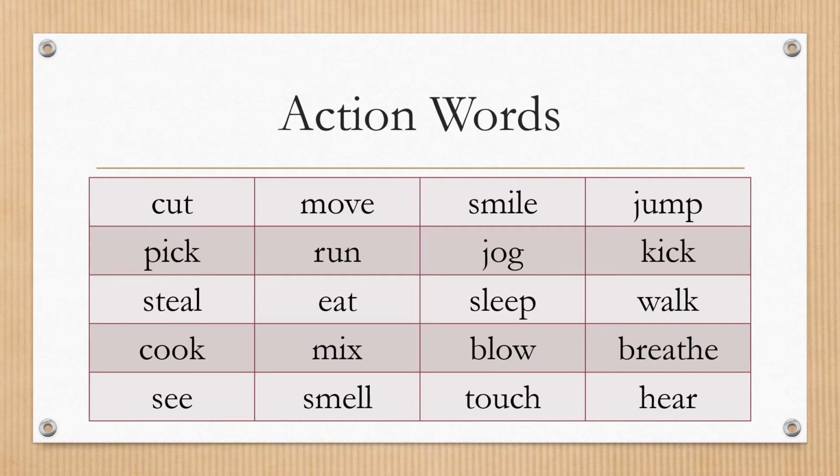Let us review what are action words. Action words are words that tell us what the action of the subject in a sentence is doing. Examples of action words are cut, pick, steal, cook, see, move, run, eat, mix, smell, smile, jog, sleep, blow, touch, jump, kick, walk, breathe, and hear.